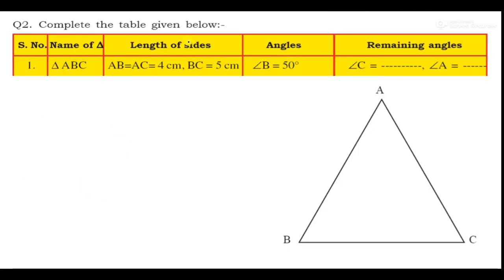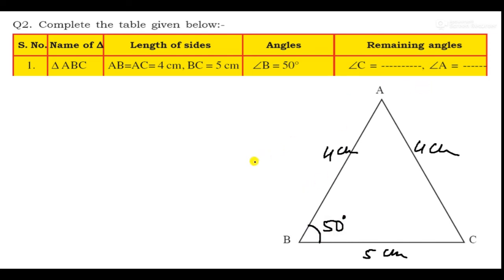Now come to this question. Complete the table given below, and it is the first part of this question. So what will happen in this? This is the triangle ABC in which AB and AC are equal, and that is 4 centimeters. AB and AC, it is 4 centimeters and it is also 4 centimeters. And BC is given as 5 centimeters. So you have to write 5 centimeters. Angle B is given as 50 degrees. So you have to write here 50 degrees.